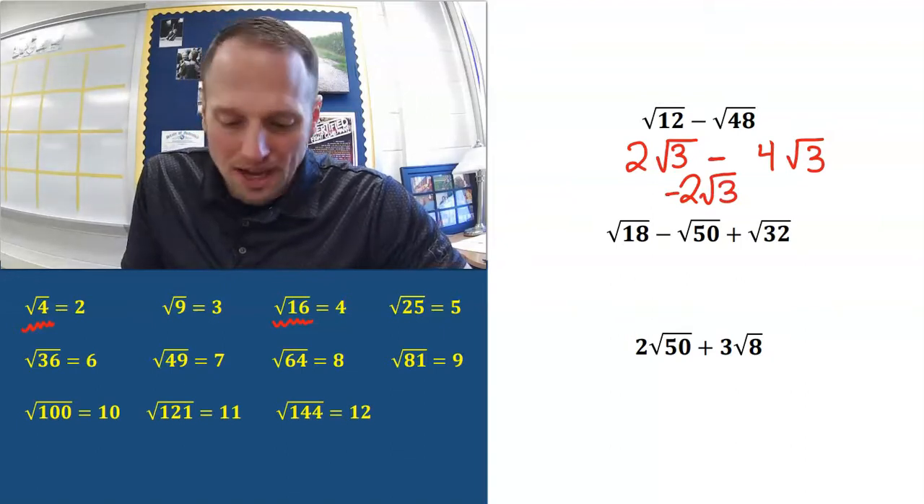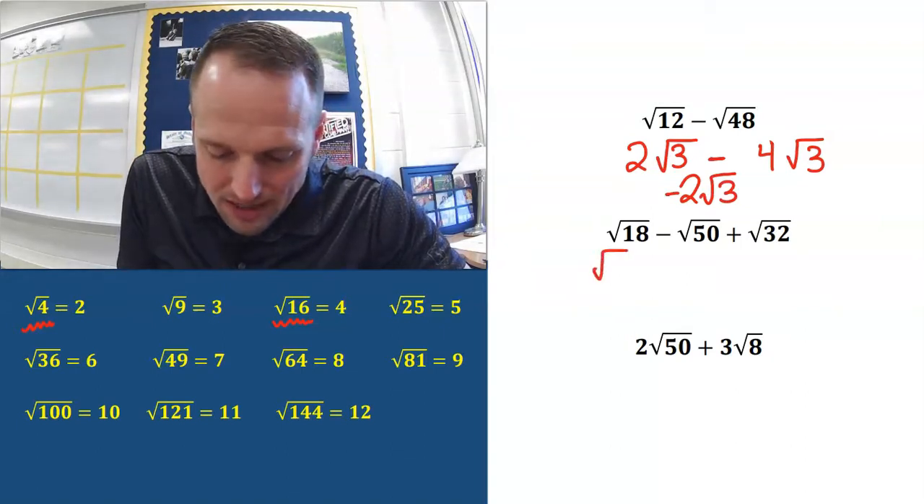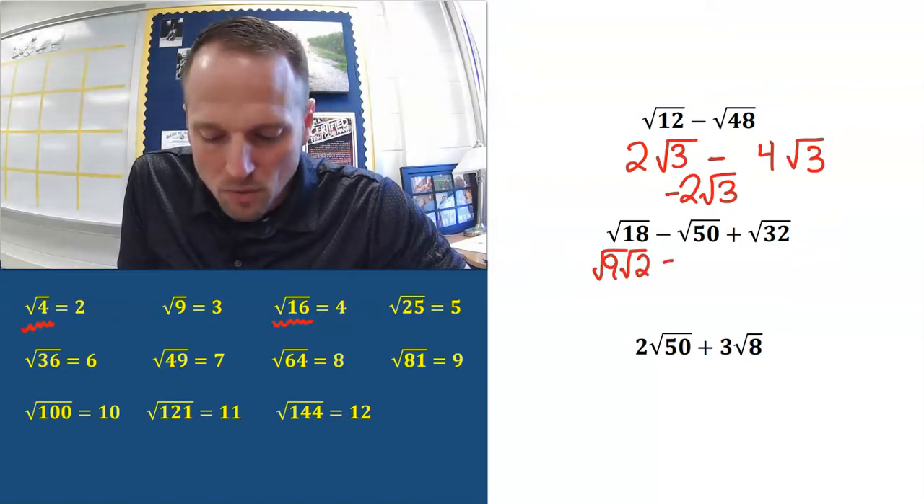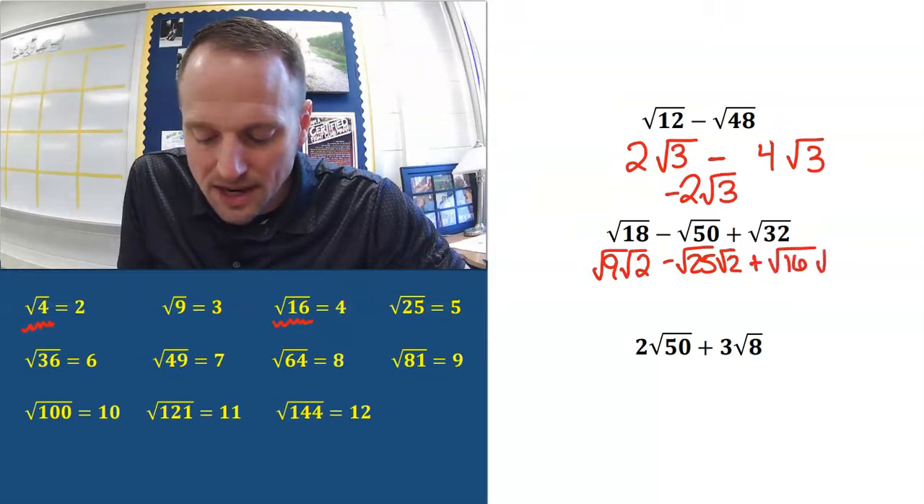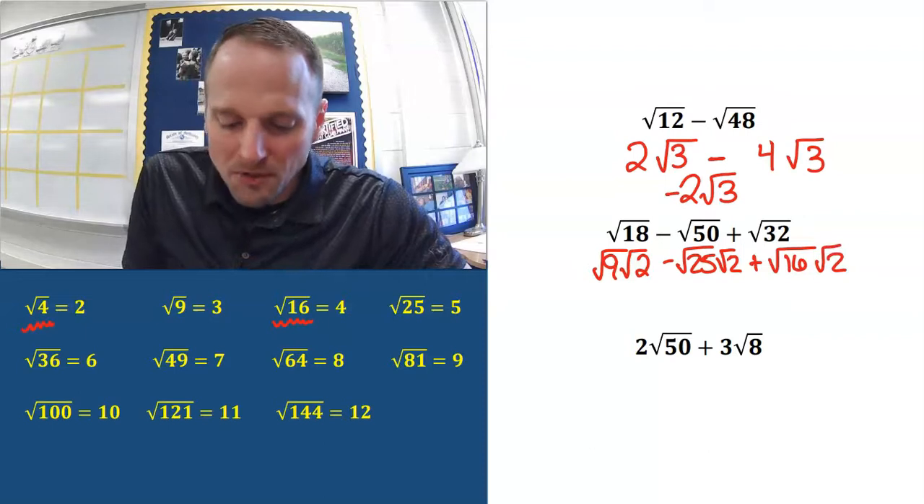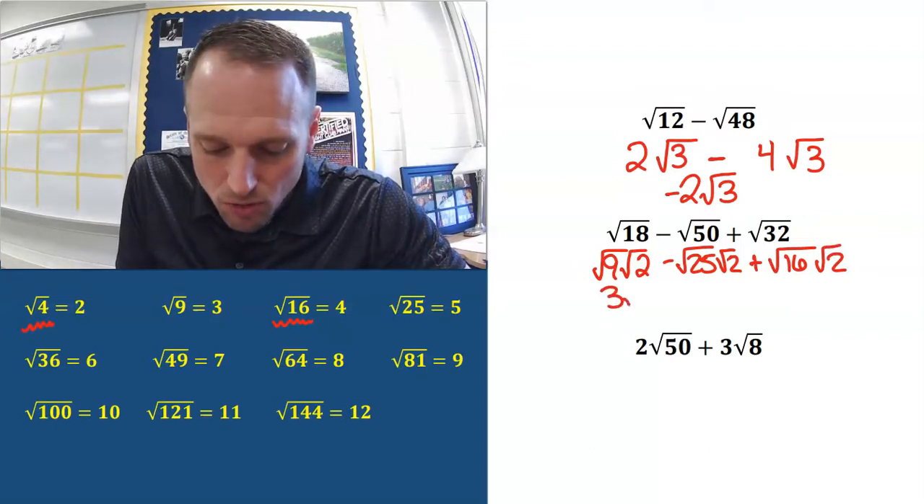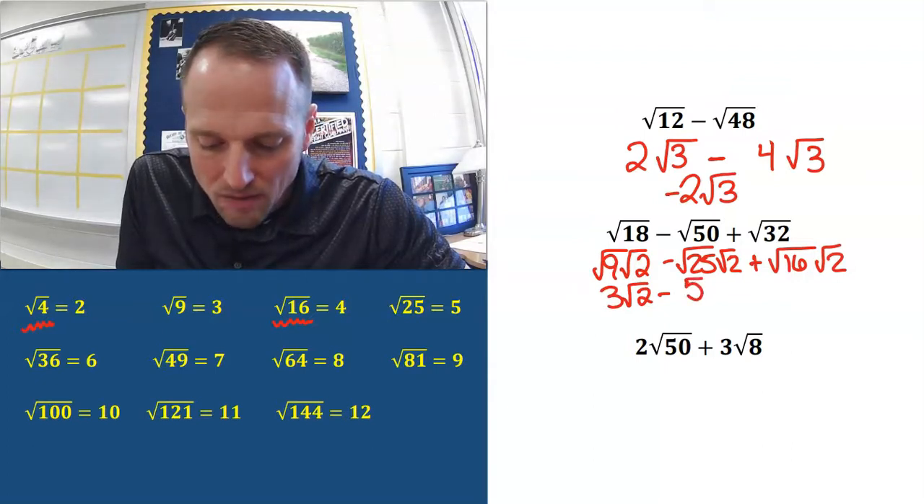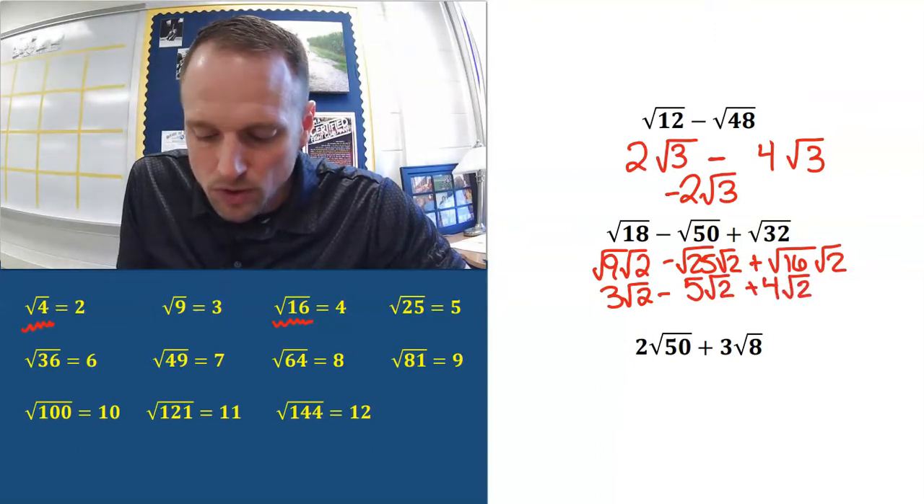Let's do 2 more like that. Okay, so root 18, that's root 9 times root 2. Root 50, that's going to be root 25 times root 2. And root 32, that's root 16 times root 2. Now let's simplify these. Root 9 is just going to be 3 root 2. Root 25 is 5 root 2. And root 16 is just going to be 4 root 2.